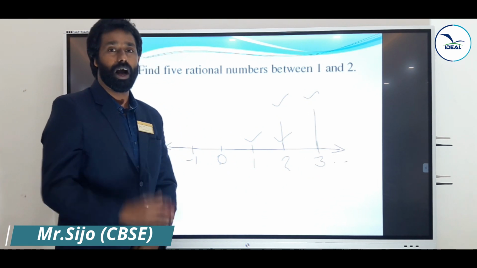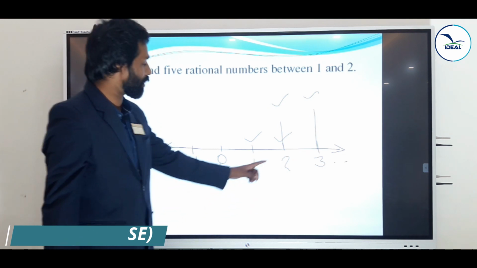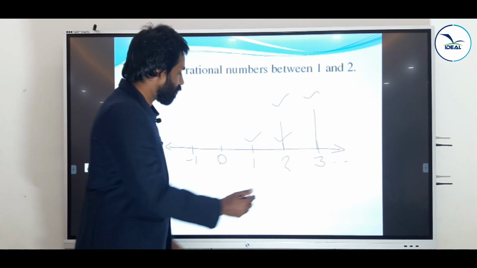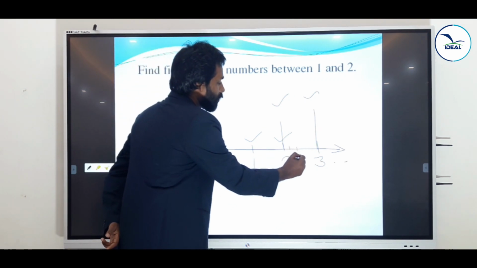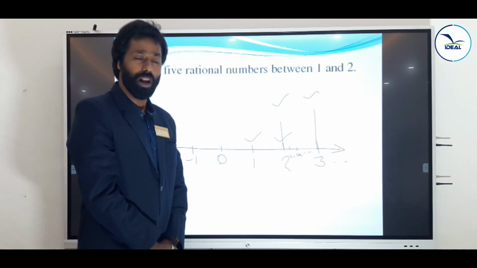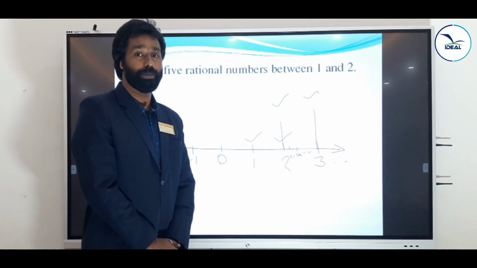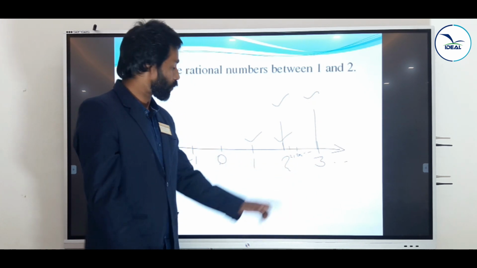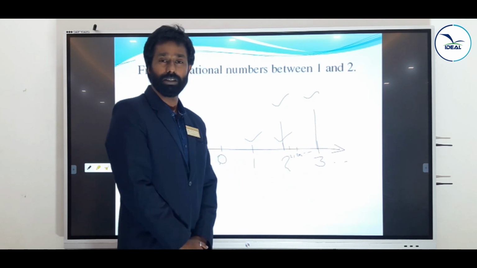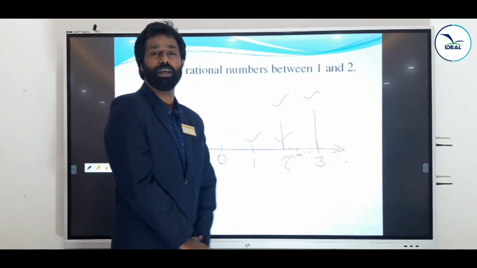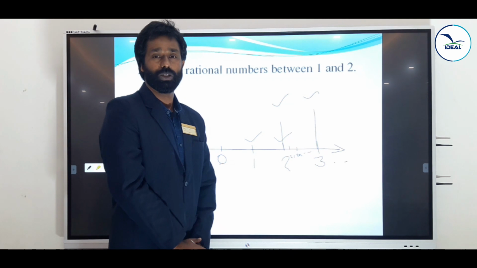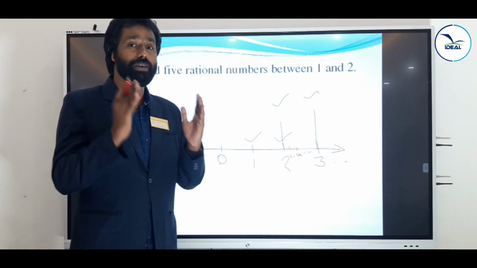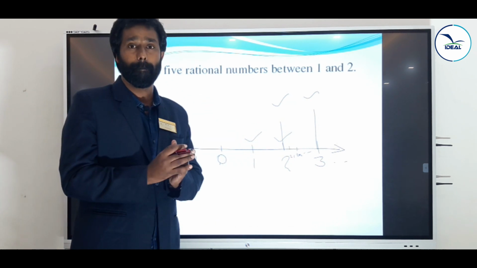Now, if I am asking how many rational numbers are there in between 2 and 3? Well, of course, here we can say 2.1, 2.2, etc. We can say there are infinitely many rational numbers in between 2 and 3. So 2 is a rational number, 3 is a rational number. In between that, there are infinitely many rational numbers. So if you consider any two rational numbers, we can find infinitely many rational numbers in between them.